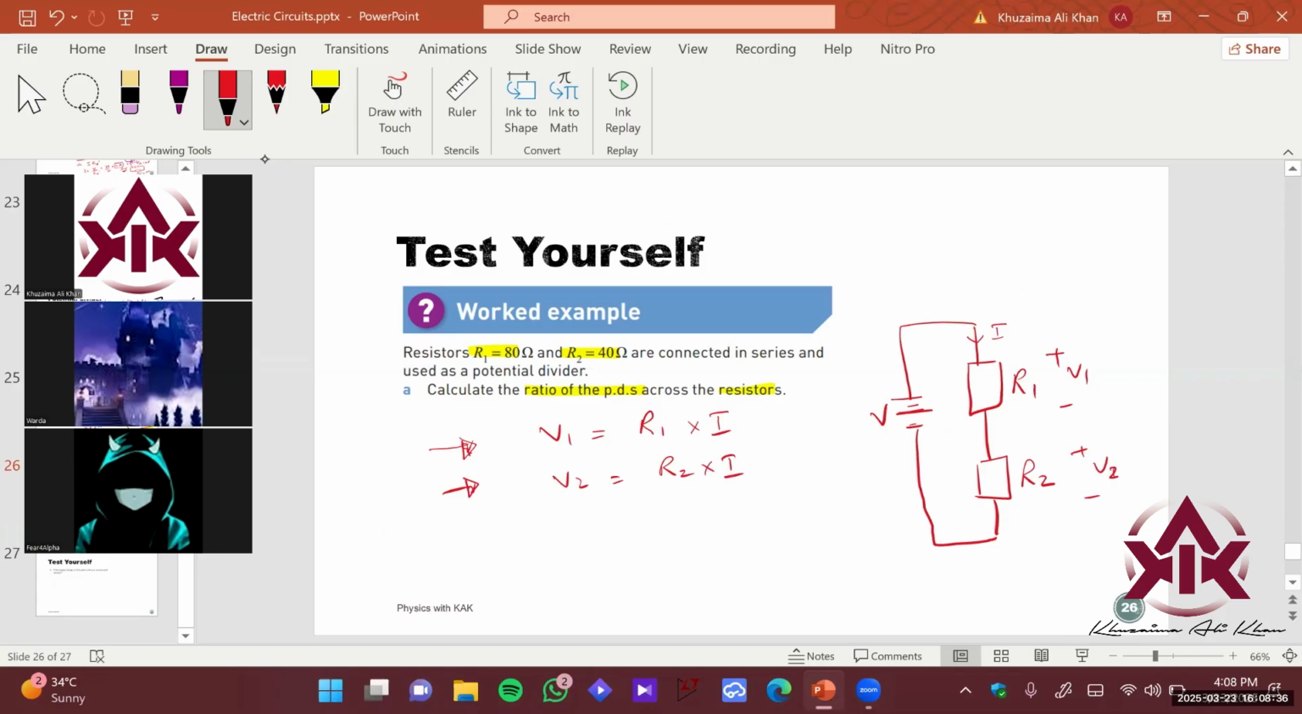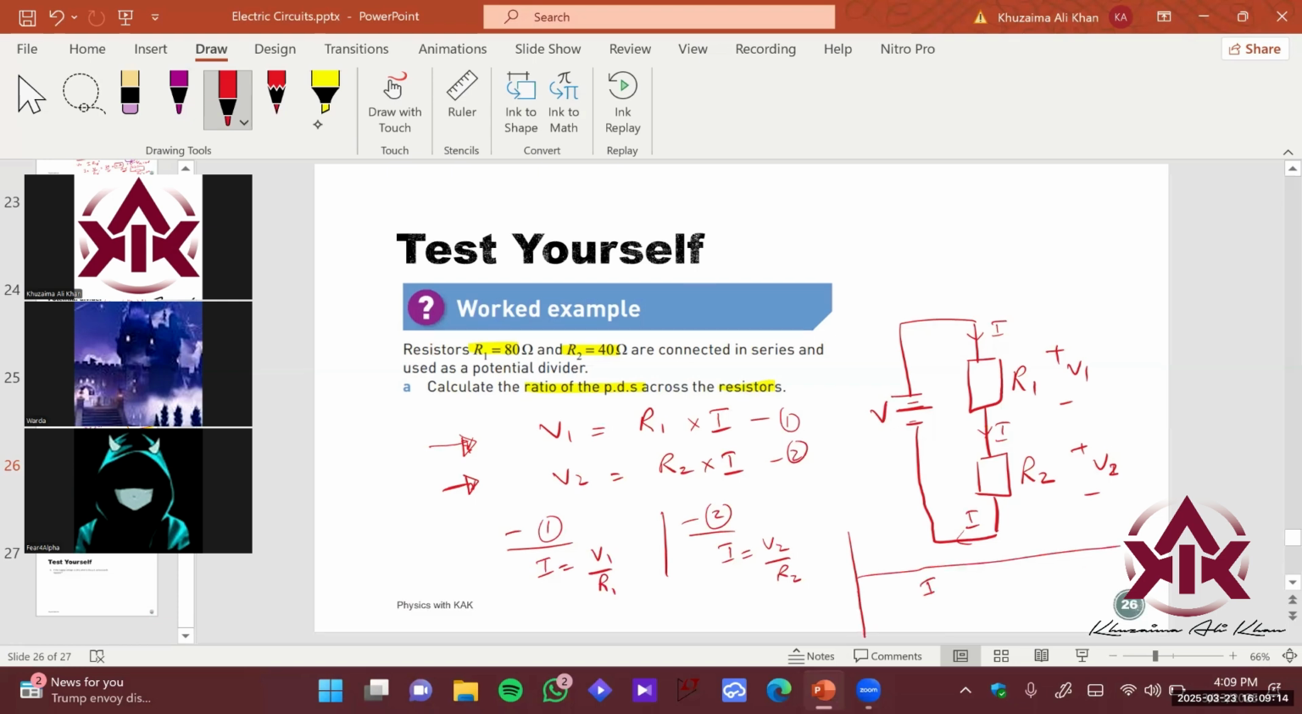So current is the same in both of the resistors, because it's a series circuit, the current is going to be the same. So I can make I the subject in both of the equations. This is equation 1, this is equation 2. So let me make I the subject of equation 1. It's going to be I equals V1 upon R1. And in equation 2, it is going to be V2 upon R2. So I can equate these two currents here to get my answers.